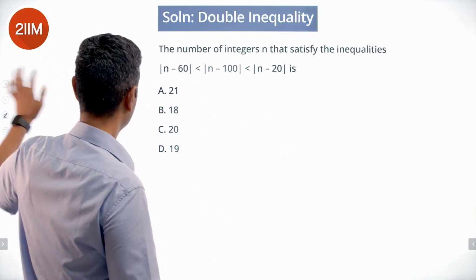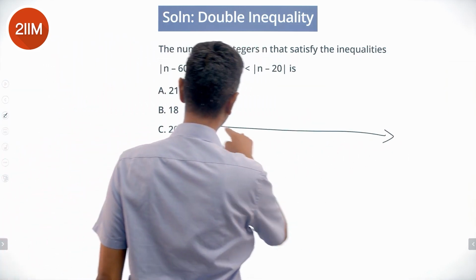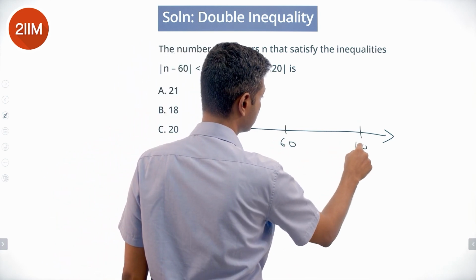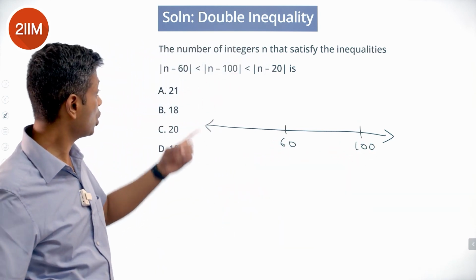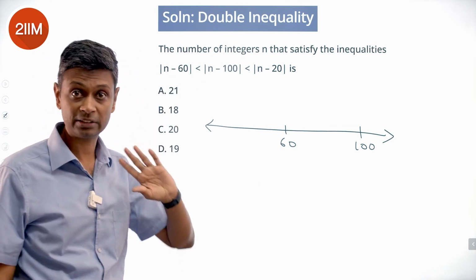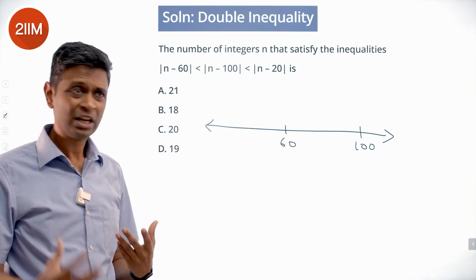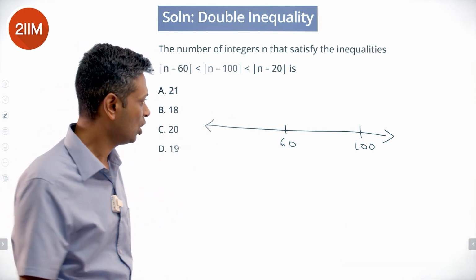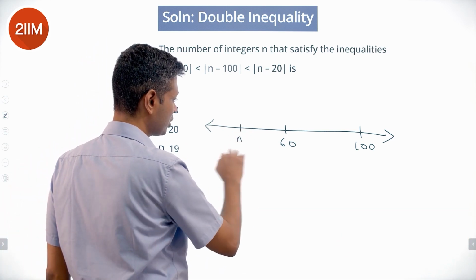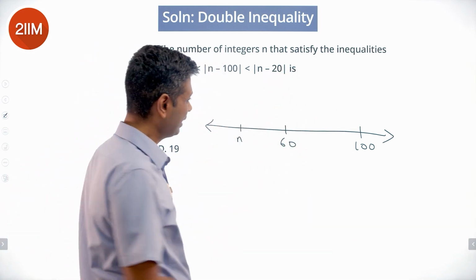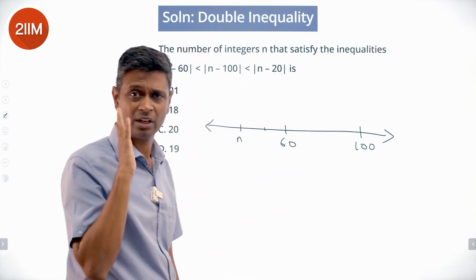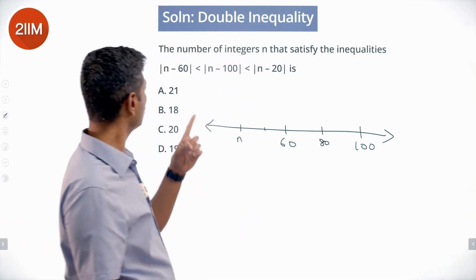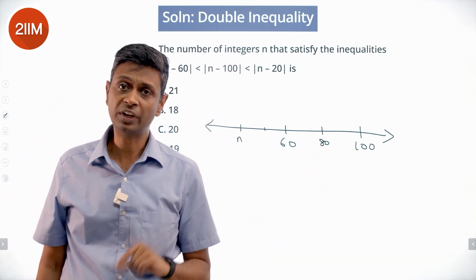Let's say modulus of n minus 60 less than modulus of n minus 100. So let's put 60 here and 100 here. That is, if I have n, distance from 60 is less than distance from 100. Or think about this, if n were here, distance from 60 would be less than distance from 100. If n were here, here, here, throughout it will work. The turning point will be at 80. Modulus of 80 minus 60 is equal to modulus of 80 minus 100.